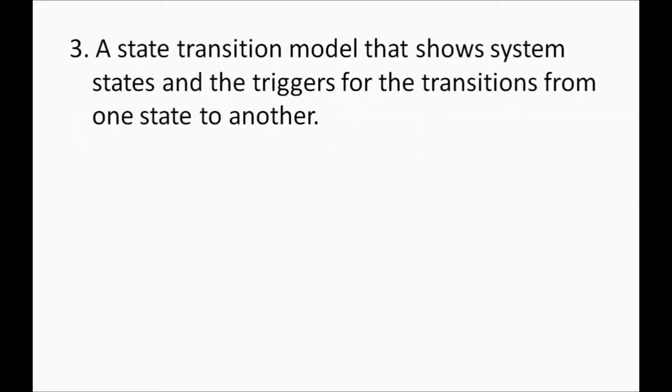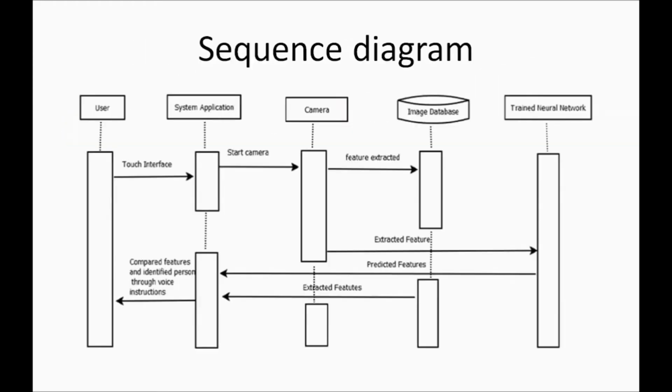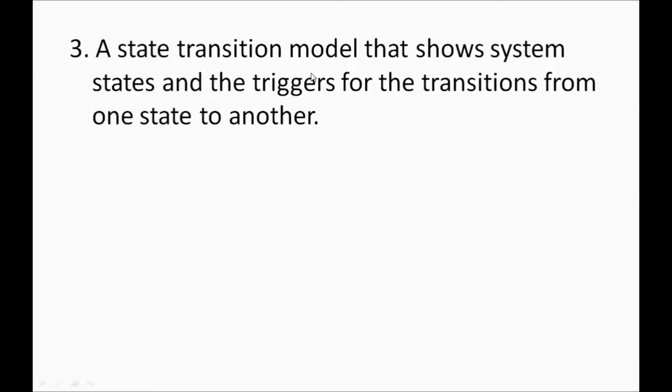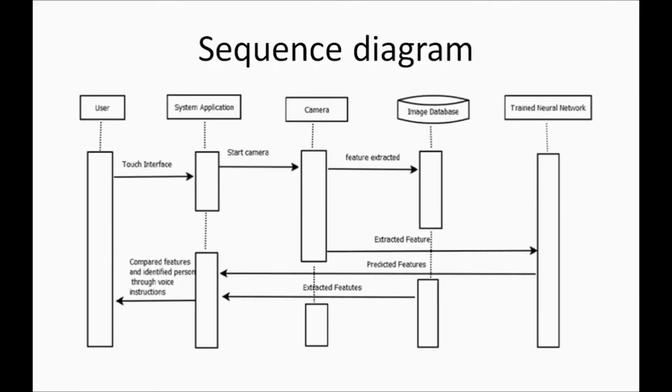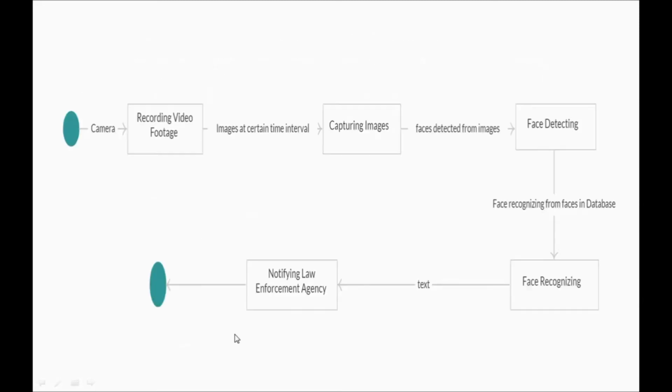Getting, guys? So the third one is what? A state transition model that shows the system states. What are the system states and how the transition happens, meaning how the movement happens from one state to another state. This will give some additional details compared to your sequence model. See, this is giving some additional details.